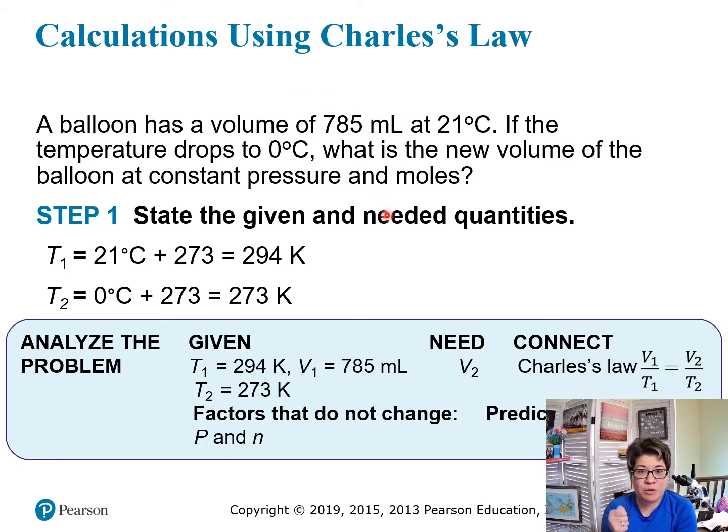So it's like I took a balloon outside on a really cold day, and it's going to get smaller. But first, we do have to use Kelvin for our temperature, so we need to convert both of these to Kelvin, which we've learned before. Then we identify our given and our needed. And so we put our initial temp and volume there, our final temp, and then we need our new volume.